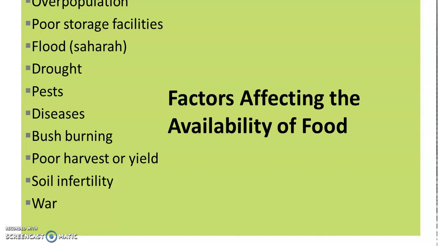We are also going to look at some of the factors that affect availability of food. Number one, we have disease. We have disease on our farm products, other crops or livestock can affect their production, which will in turn affect the availability of food in the community.